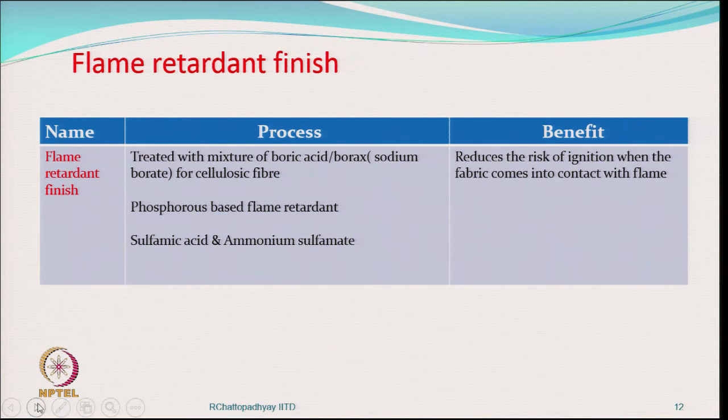Next is flame retardant. Flame retardant finishes are there, various types of finish, various types of processes. When somebody learns about them in some other course, more details will be available there. The purpose of this finish is to reduce the risk of ignition when the fabric comes into contact with the flame. When there is a chance of fire, you have to think that in those situations such kinds of finishes are to be given to the fabric.